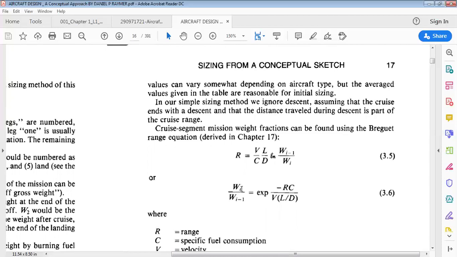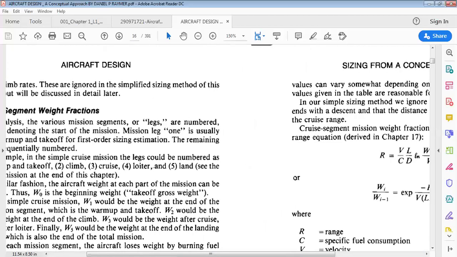Next, W2 by W1: i equal to 2, so i minus 1 is 1. W2 by W1 is the second mission leg, the climb. If I substitute the values, I get the weight after that leg. According to this, we find the weight at each mission leg using this equation. That is called the Breguet range equation.